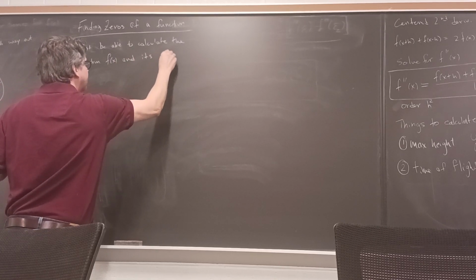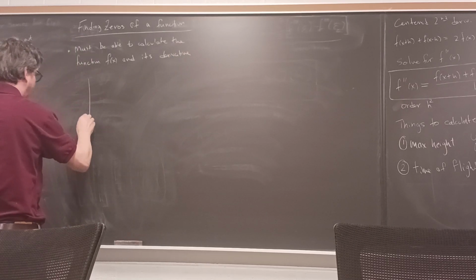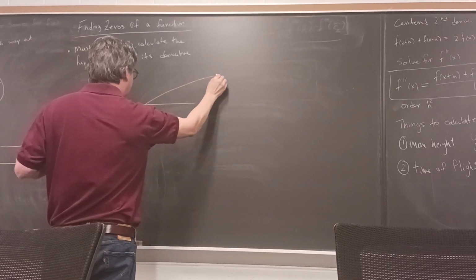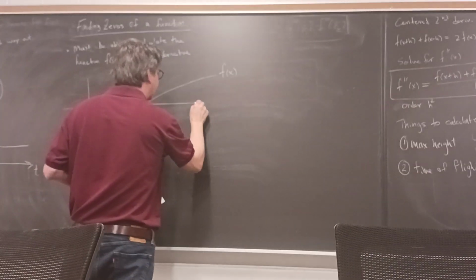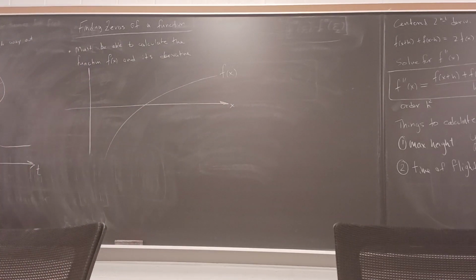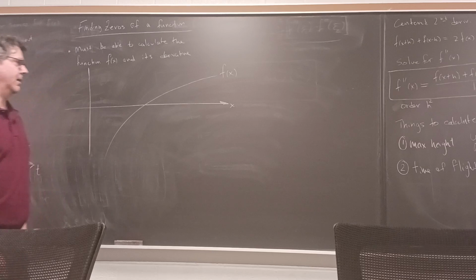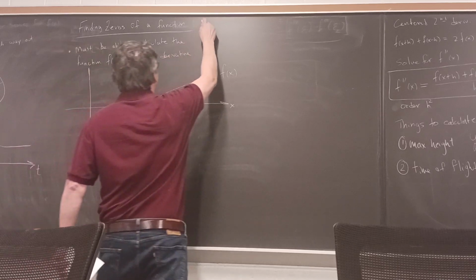And its derivative. Okay, so let's draw a picture and see how this works. We want to find the zero of the function. And in your code, calculators do this to find zeros of functions, except they have more sophisticated stuff on top of it. But the method we're going to do here is called Newton's method.